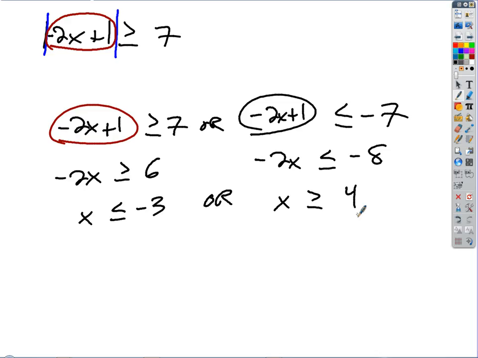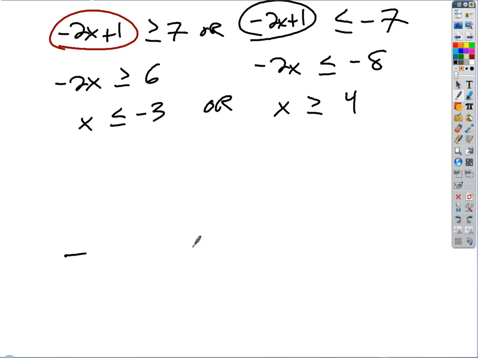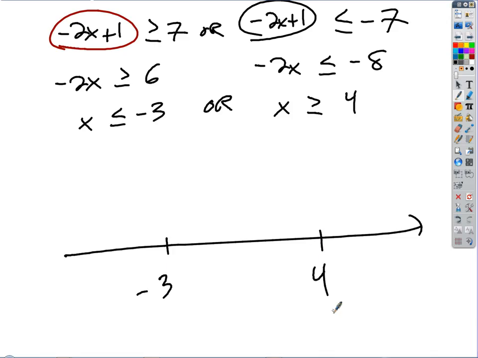It doesn't matter. It doesn't make any difference, because when you express your answer, remember that what we always want to do with our answer is think about it in terms of a number line, right? If I were to graph this thing, I would have one boundary at negative 3 and one at positive 4, correct? When I graph it, I'm going to be graphing everything on or to the right of 4, or everything on or to the left of negative 3.